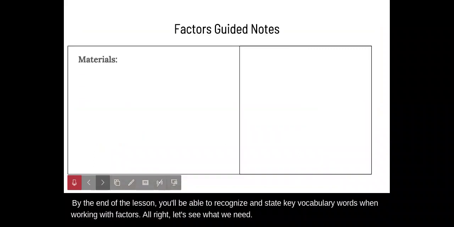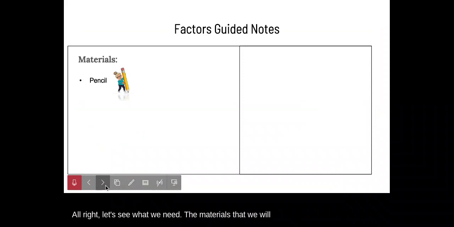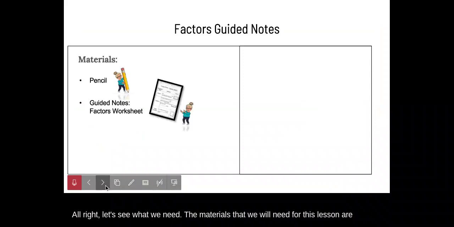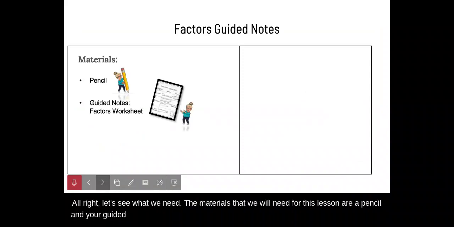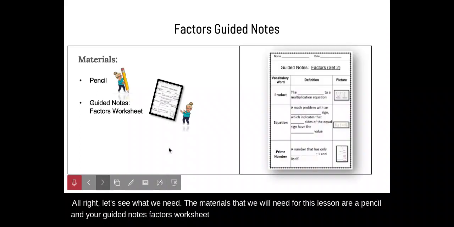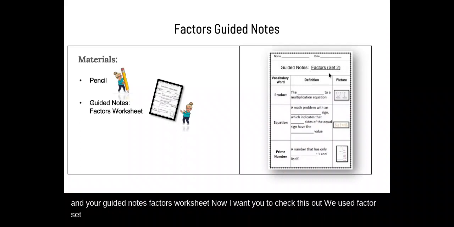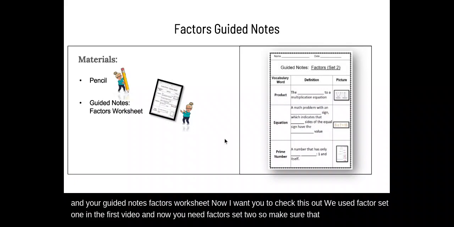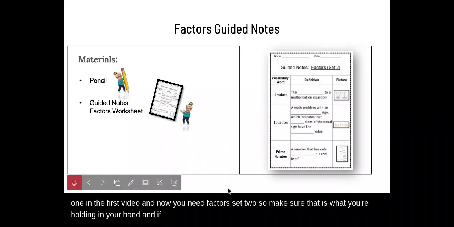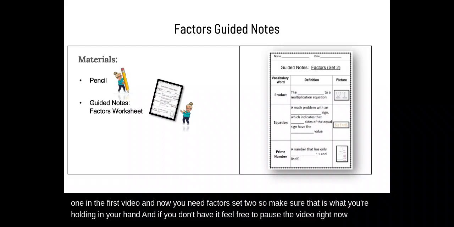The materials that we will need for this lesson are a pencil and your guided notes factors worksheet. Now I want you to check this out. We used factor set 1 in the first video, and now you need factor set 2. So make sure that that is what you're holding in your hand. And if you don't have it, feel free to pause the video right now and grab the correct one.